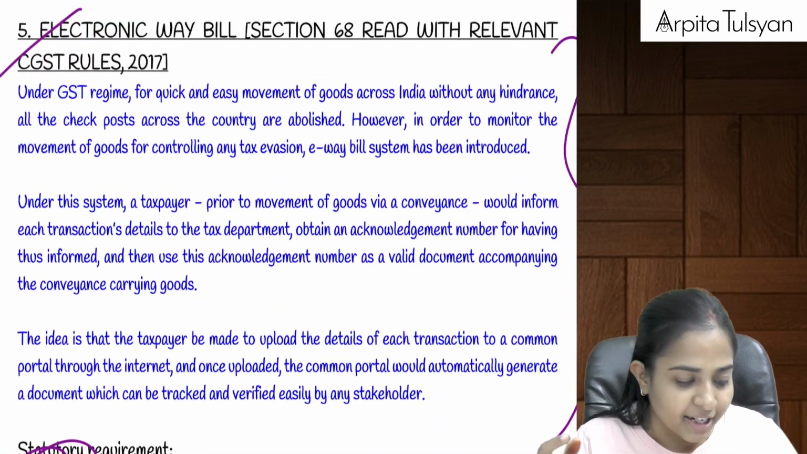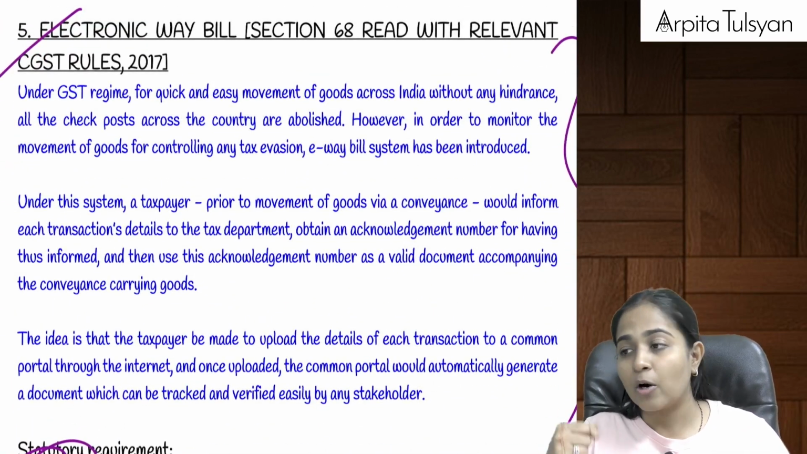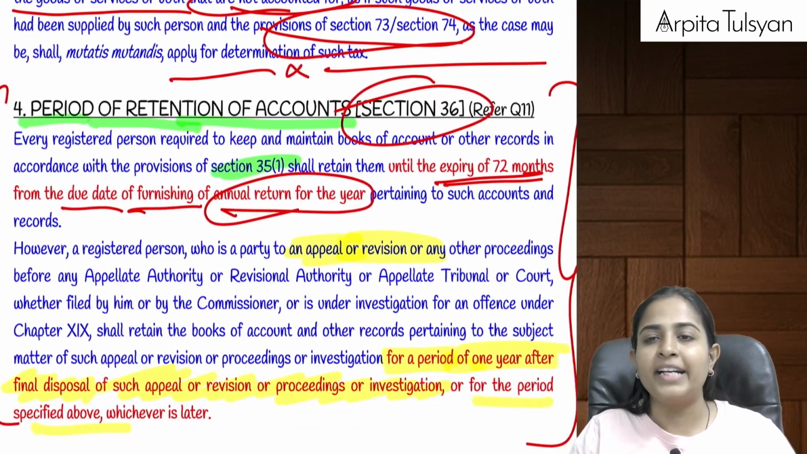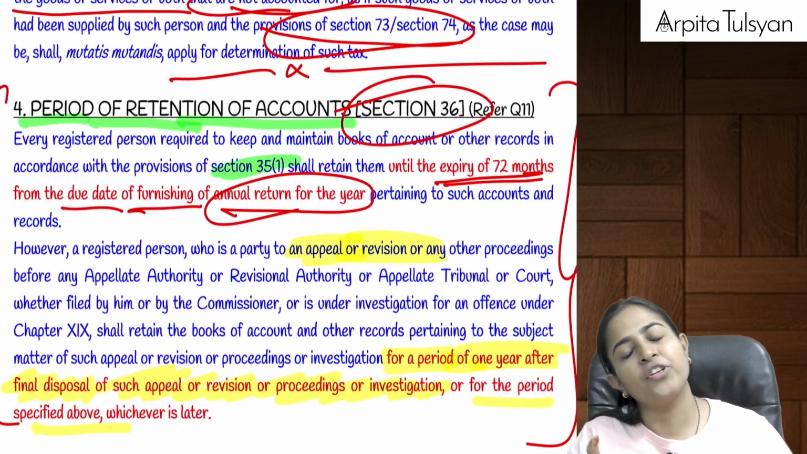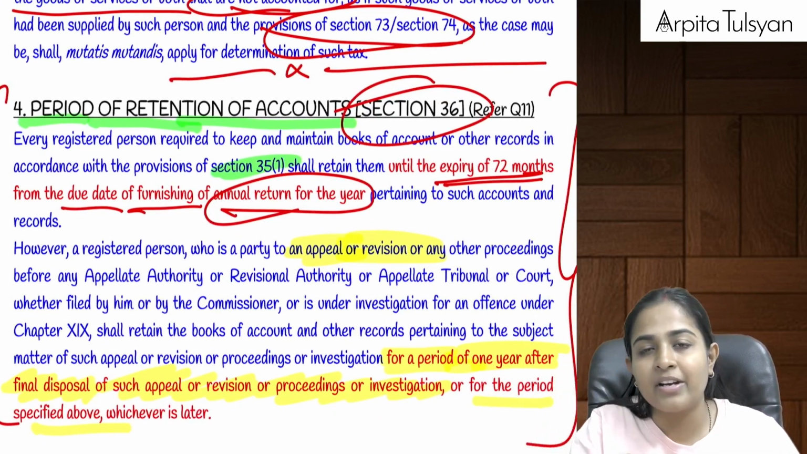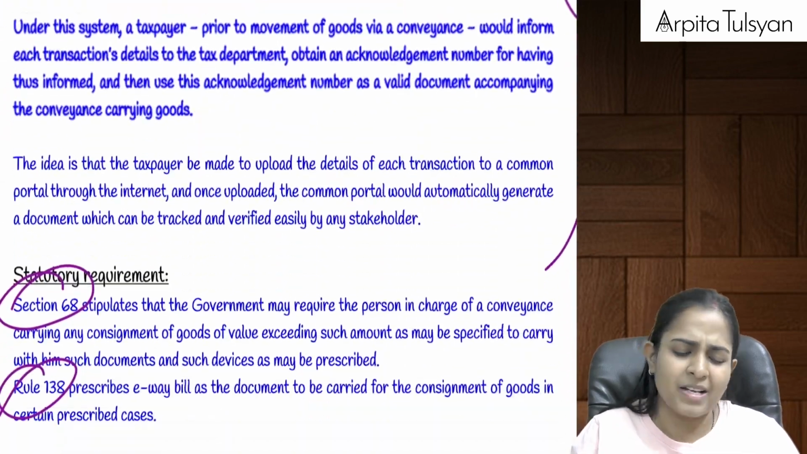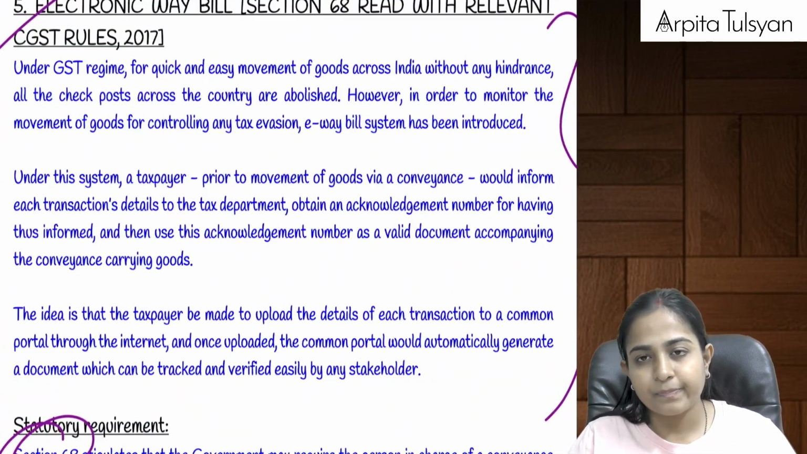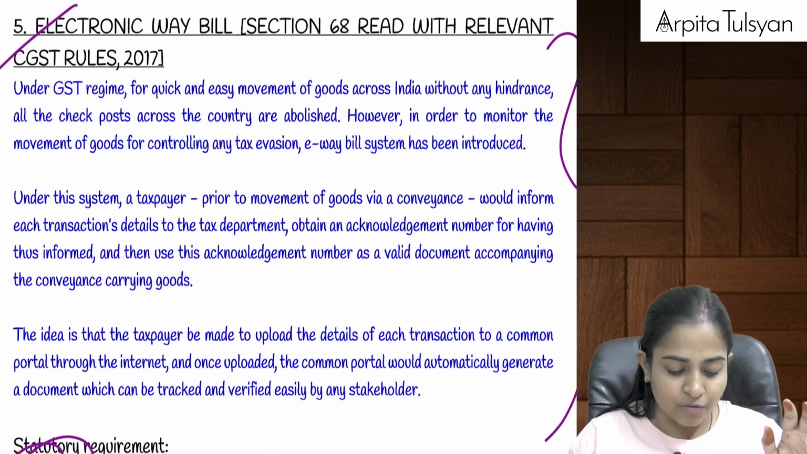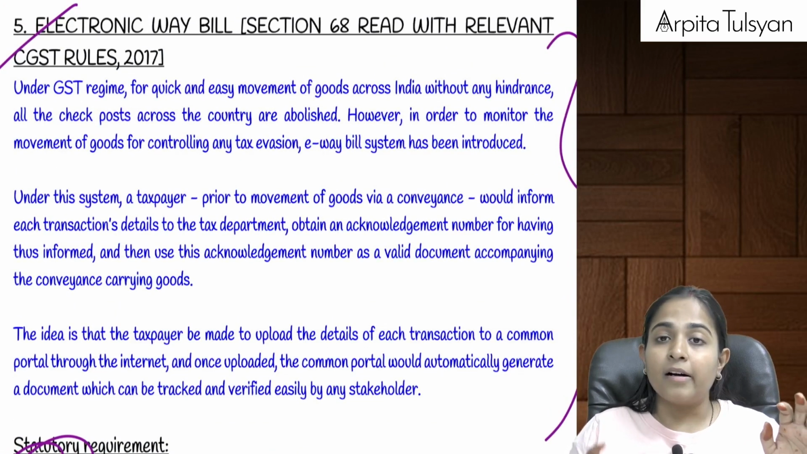This is the time period for which you are required to maintain the accounts, and this time period provision, whatever we studied, this 72 months, etc., is given under section number 36. Rest all the provisions were given under section number 35 plus the respective rules. Are you clear till here? Yes, this was all about your accounts and records.